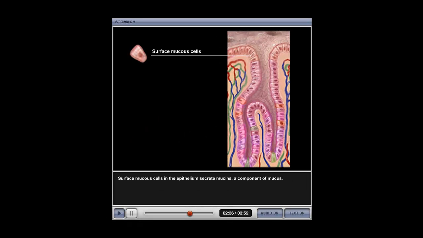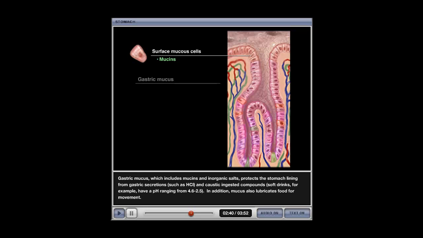Surface mucus cells in the epithelium secrete mucins, a component of mucus. Gastric mucus, which includes mucins and inorganic salts, protects the stomach lining from gastric secretions such as hydrochloric acid and caustic ingested compounds. Soft drinks, for example, have a pH ranging from 4.6 to 2.5. In addition, mucus also lubricates food for movement.